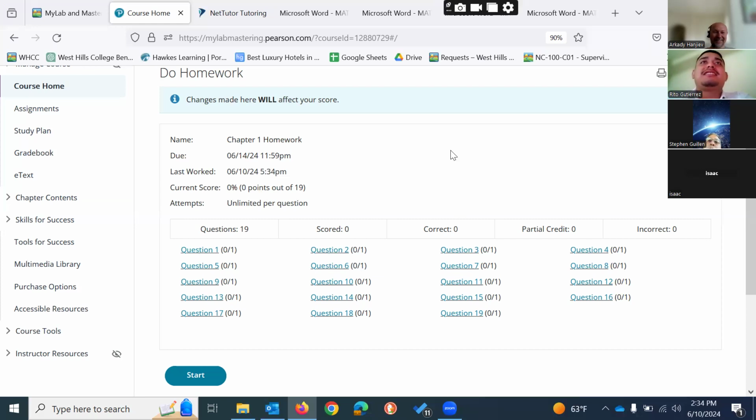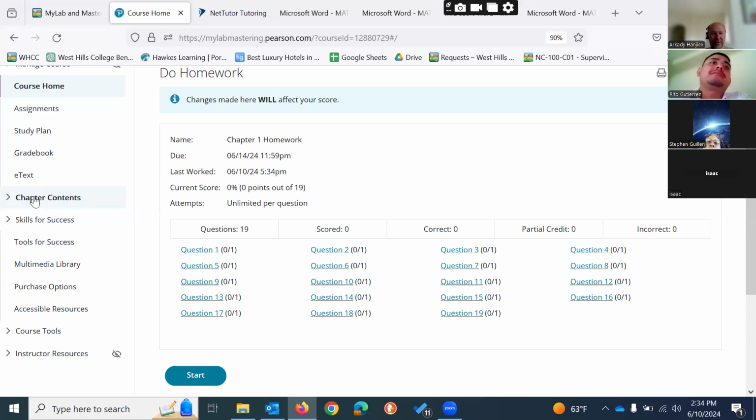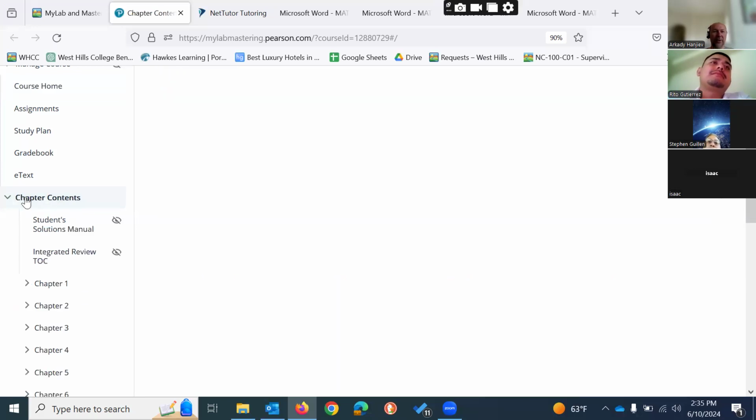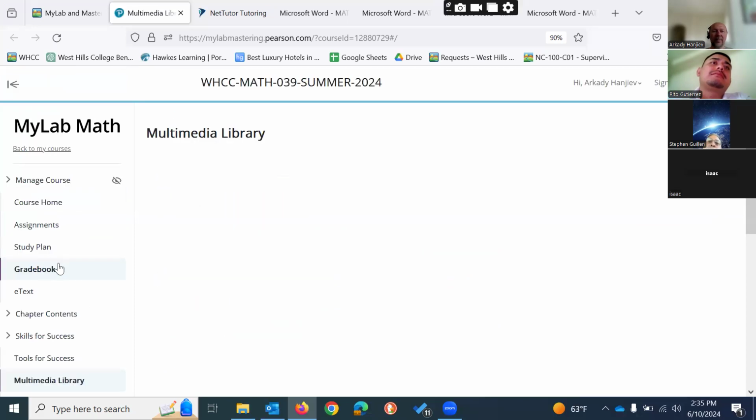All right, one more thing I want to show you. So the homework pieces here. Notice on the left side, there is something called chapter contents. That's what I want to go to next. Actually, no, I'm sorry, not chapter contents. I want to go to multimedia library. There you go.